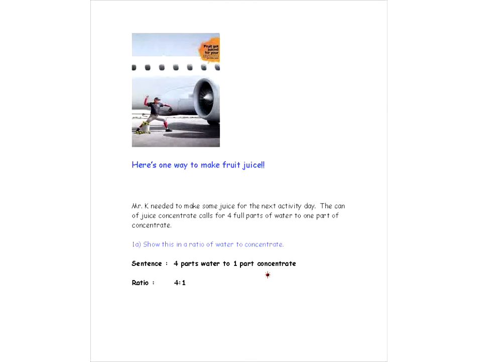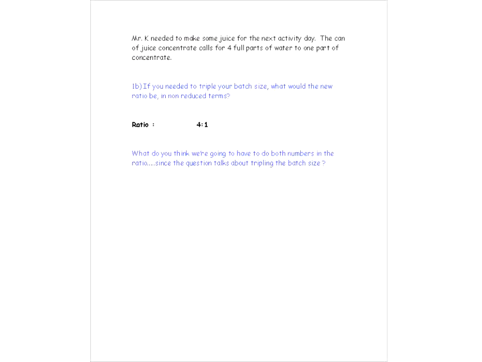As soon as you've got the sentence, then you can write the ratio, because under the 4 parts water, we just write the number 4. Under the 1 part concentrate, we write the number 1. And the word "to" really means the same thing as this colon. So it means 4 to 1. That's the ratio. It's 4 to 1. Okay, so that's not too bad, eh? So moving on to the next question.